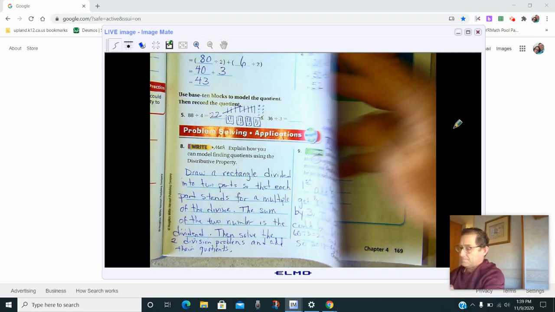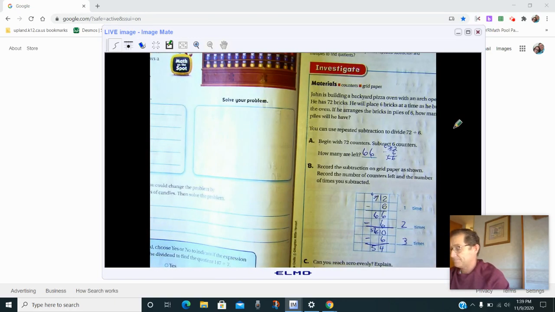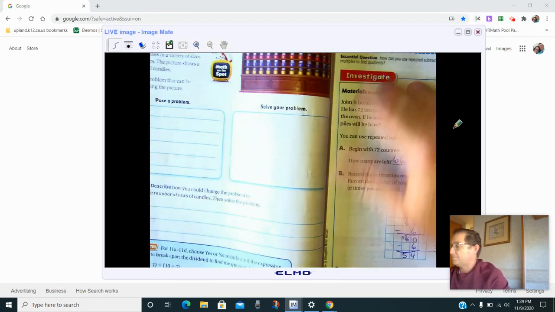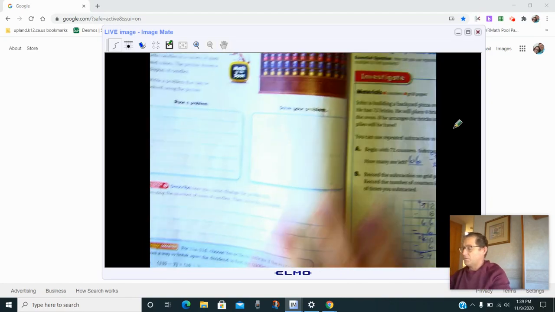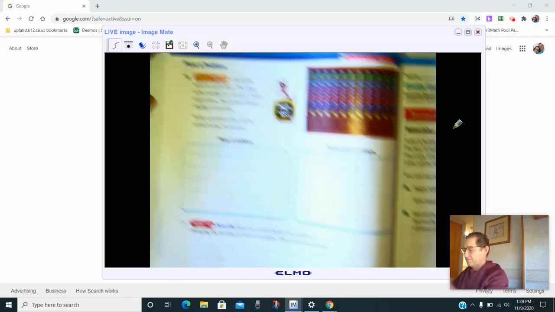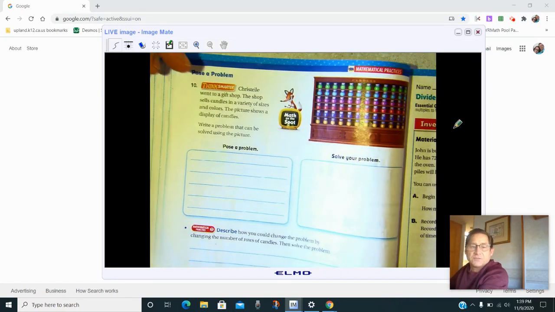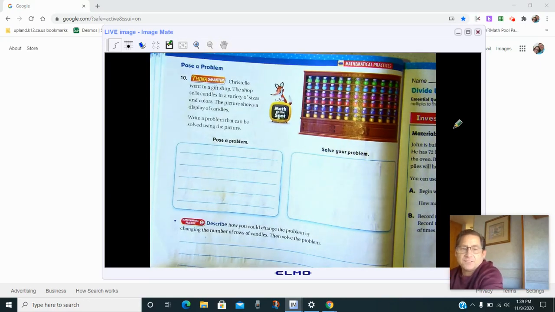Number 10. Christelle went to a gift shop. The shop sells candles in a variety of sizes and colors. The picture shows a display of candles. Write a problem that can be solved using the picture.